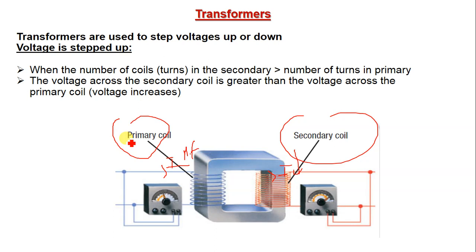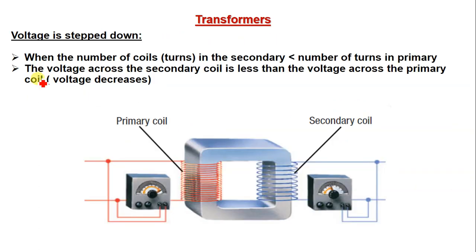When you have it like this, it means that it is a step up transformer. What is the role of this transformer? This transformer is taking a specific voltage, let's say voltage equals 10 volts, and making it 100 volts. So a step up transformer, when the number of turns in the secondary coil is more than the number of turns in the primary coil, increases the voltage. The voltage across the secondary coil is greater than the voltage across the primary coil.